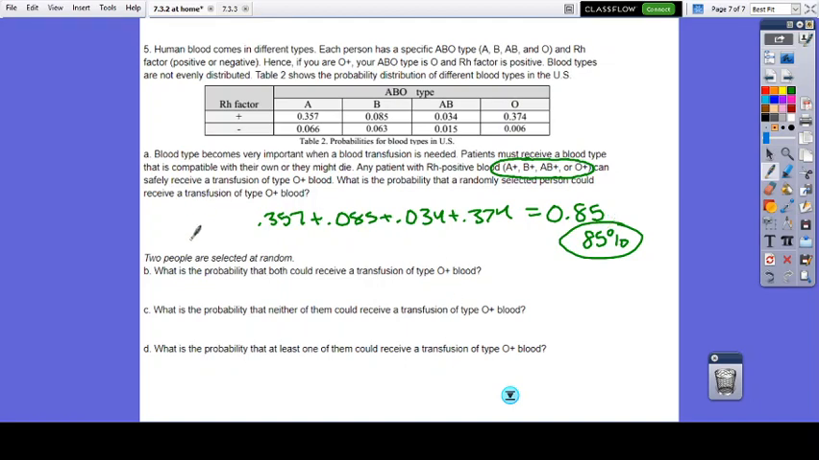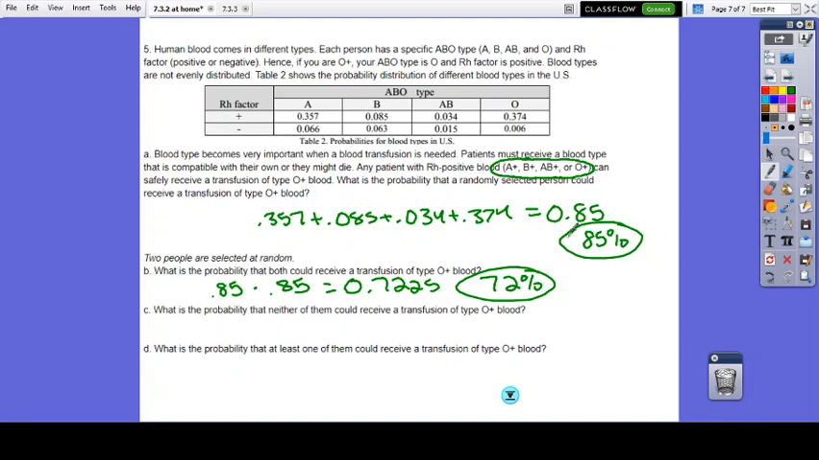So two people are selected at random. What's the probability that both could receive a transfusion of type O positive blood? The first person that could receive it would be a 0.85 chance. That's what we just found. Times the second person has that same chance of being able to receive it. So that comes out to 0.7225, a 72% chance that both of them can receive that.